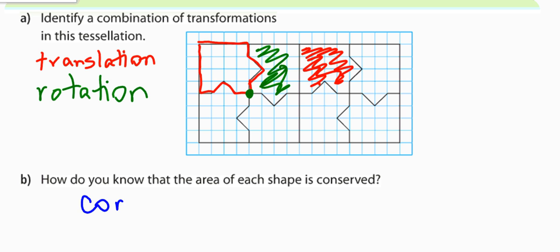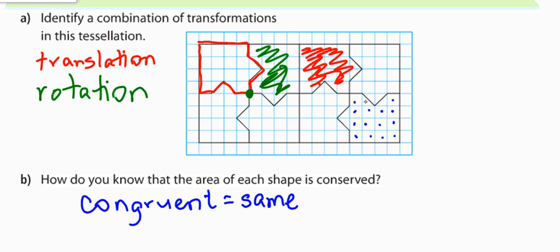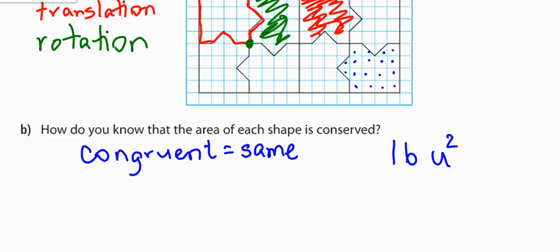We know that in a tessellation the shapes are congruent, or they are the same. So congruent is the fancy math word for same. Or another thing that we can do, which is a little bit more literal, is we can actually count the boxes. So 1, 2, 3, 4, 5, 6, 7, 8, 9, 10, 11, 12, 13, 14. This one and this one combined would give me 15, and those two combined would give me 16. And if I count each of the shapes, I know that each of these shapes is 16 units squared, or 16 little boxes there. And so I know that the area has been conserved.